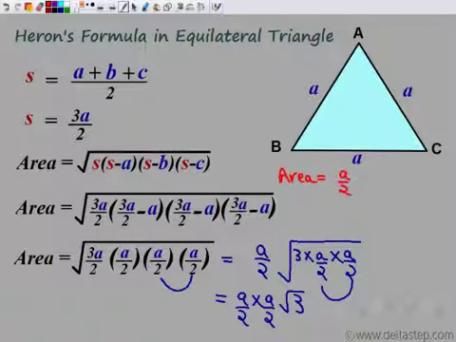Now area of an equilateral triangle would be A by 2 into A by 2 root 3, which is A square by 4 root 3. So this is the nice form. If you have an equilateral triangle, you need not apply Heron's formula. You can directly apply the formula under root 3 by 4 into A square. So this is the area of an equilateral triangle.